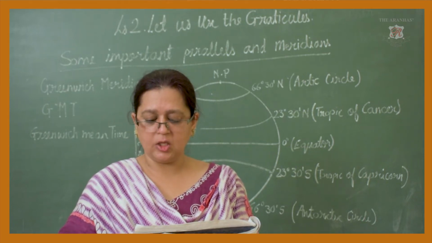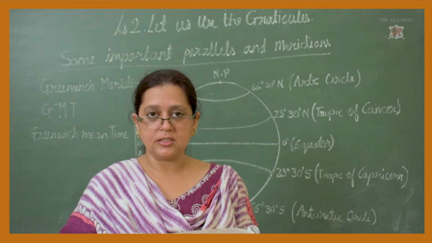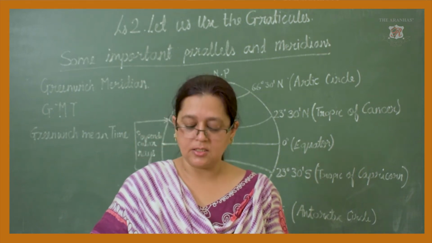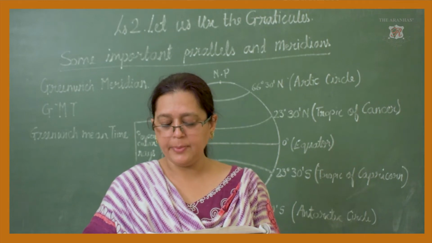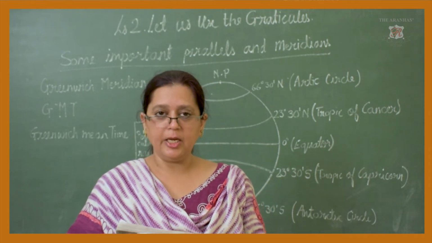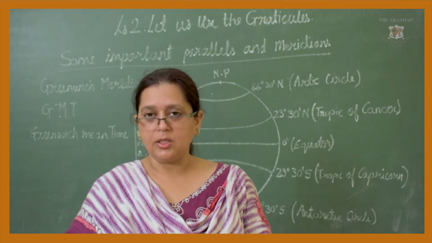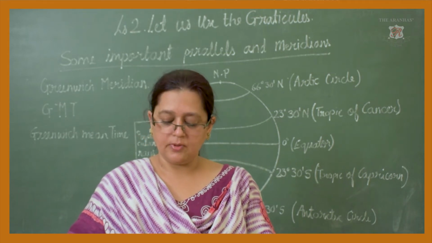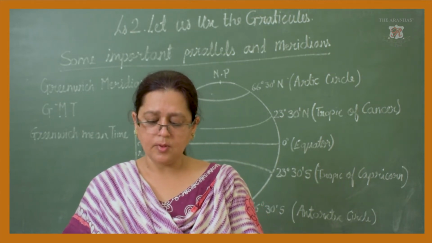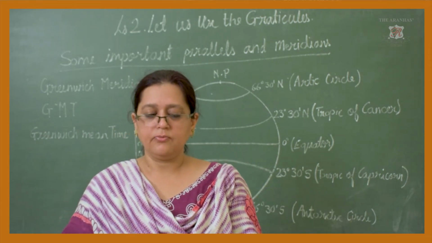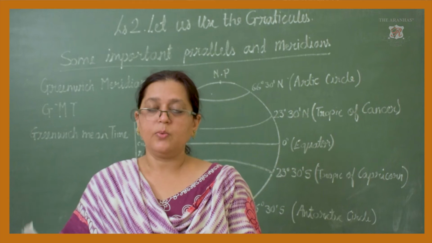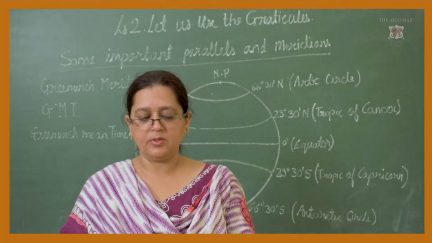Great circles are used. What do these great circles are used for? These great circles are used for finding the minimum distance between any two places on the surface of the earth. So we have finished with the first chapter. Now we'll just revise what we have done.